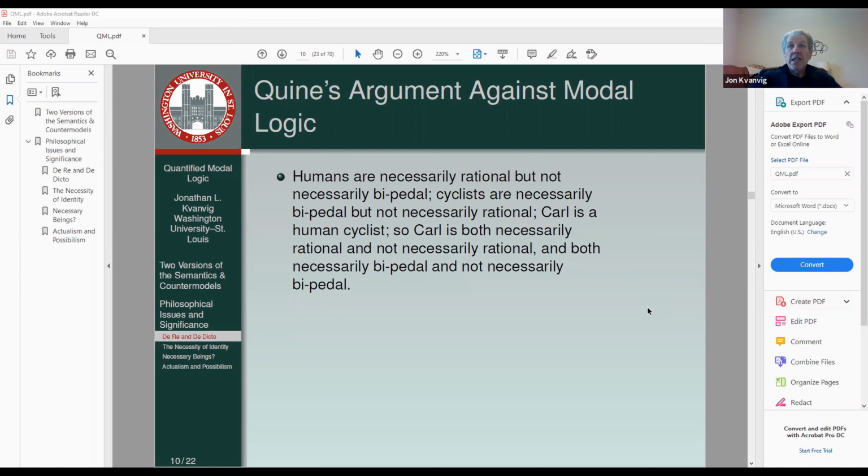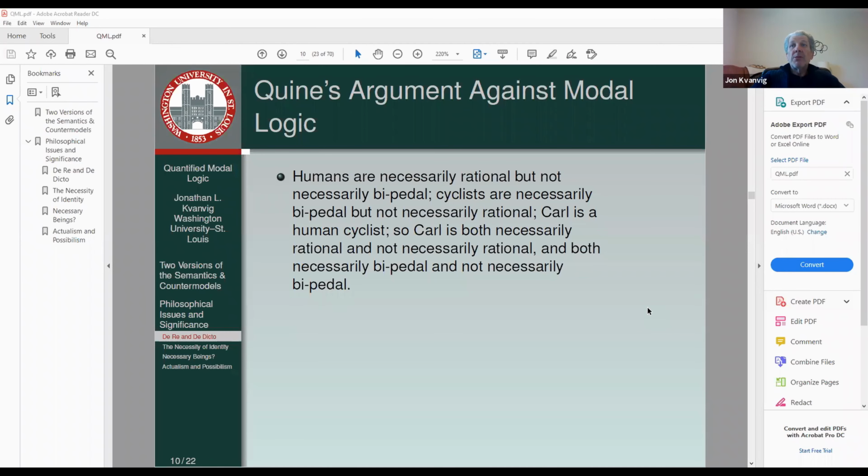Carl is a human cyclist. So Carl, Quine thought, would have to be both necessarily rational and not necessarily rational, and both necessarily bipedal and not necessarily bipedal. Okay, that's the argument in quick form. You can see what happens. If you distinguish between essential properties and accidental or non-essential properties, it turns out you can find one individual that falls into two groups that are defined by different essential properties, and then a contradiction quickly ensues.